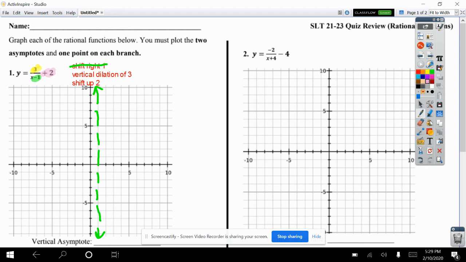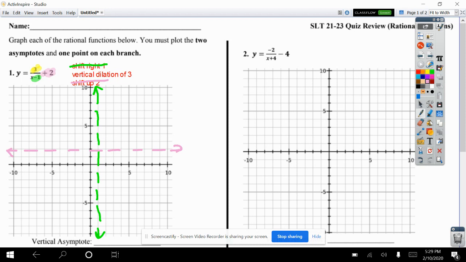Now I need to graph my horizontal asymptote, which is going to be moved by the vertical shift. So if my original asymptote is at 0 and I have a shift up 2, my new asymptote is going to be at 2. So that took care of my shift up 2.